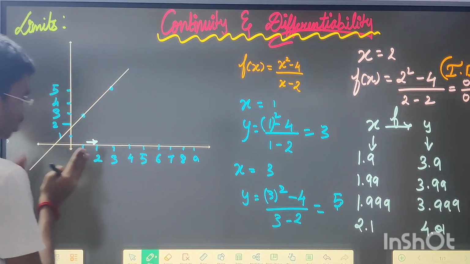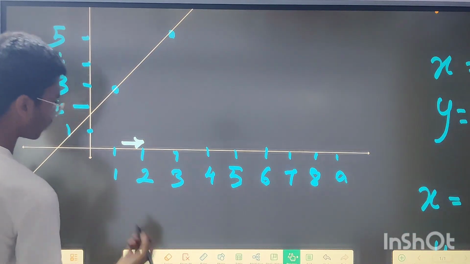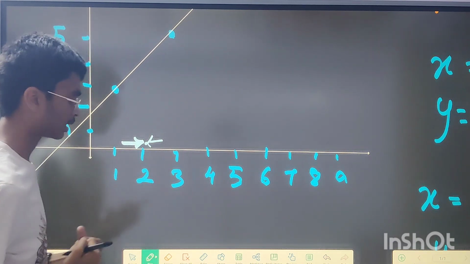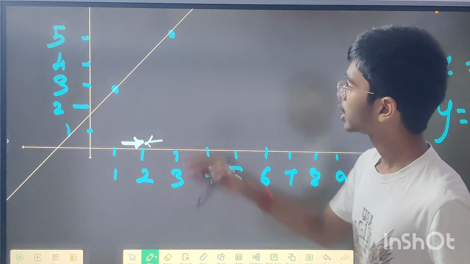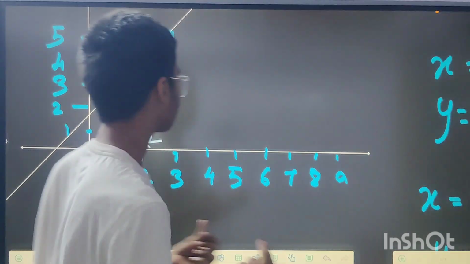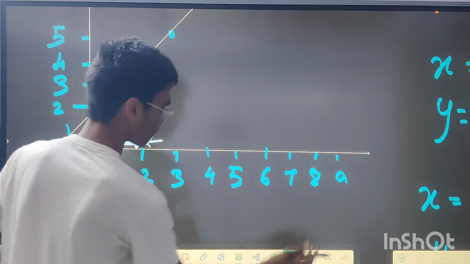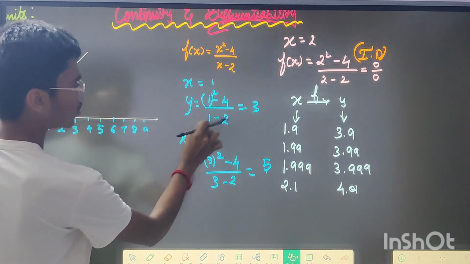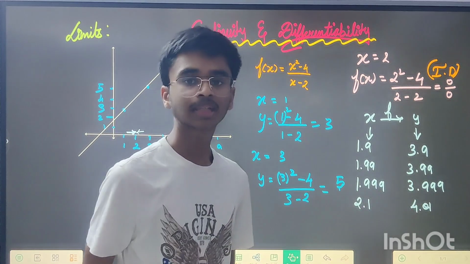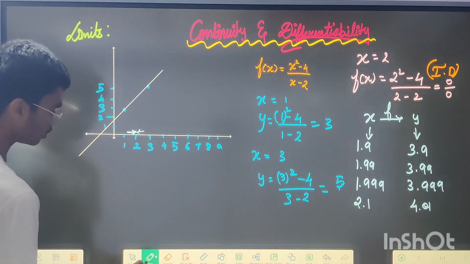So when the values are approaching 2, whether from this side or from this side, in that time the values will also be approaching in the y-axis. As I give the values towards 2, you can just see that the values over here are approaching 4. That means if you put 2 over here, then the value that is being approached will be 4.